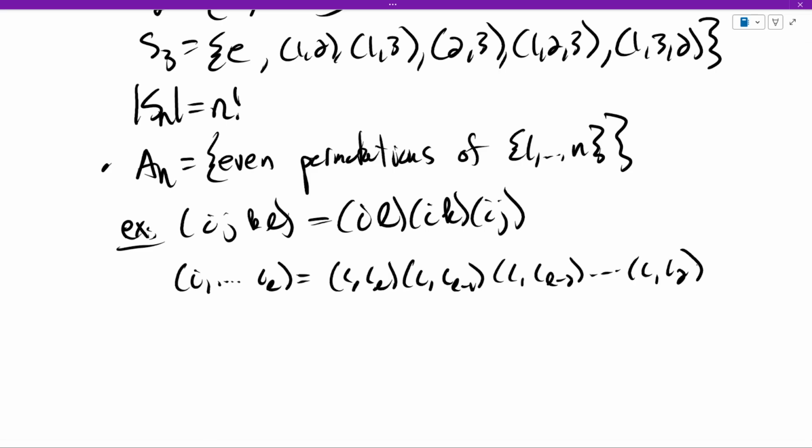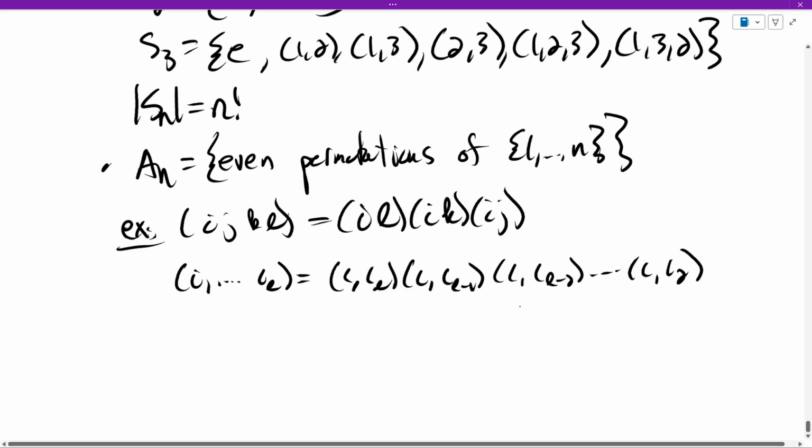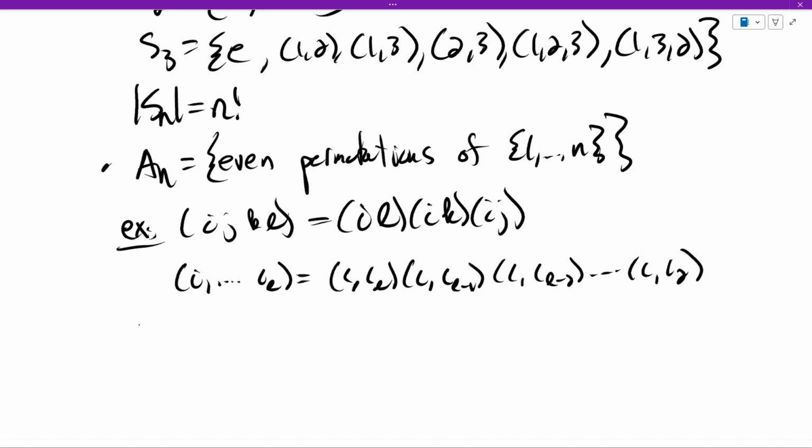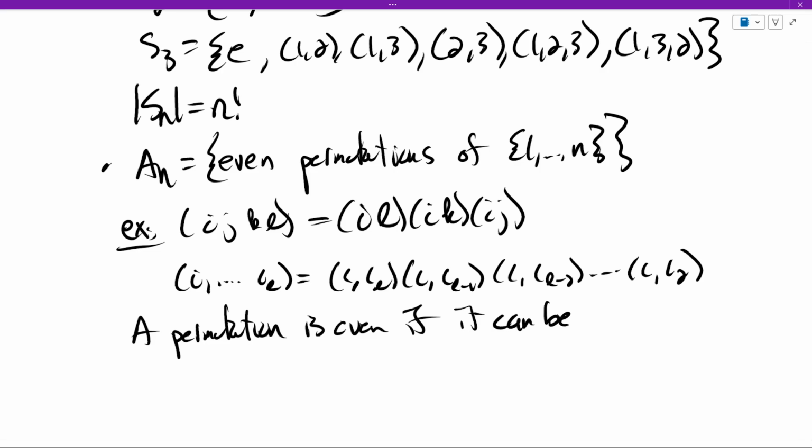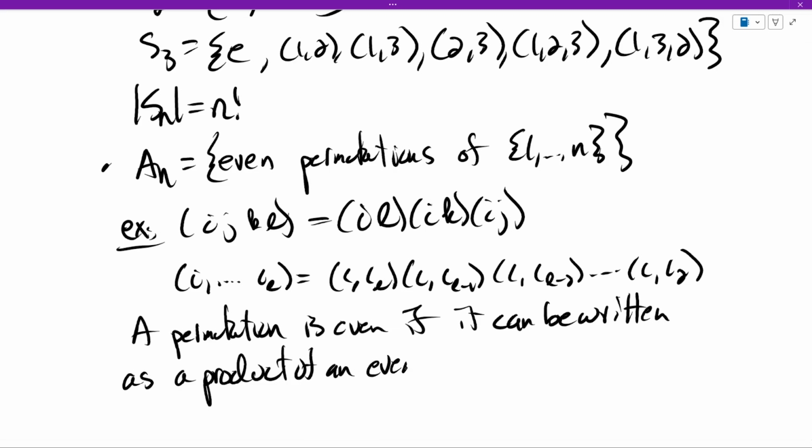Okay. And so any cycle you can write as a product of transpositions, and a permutation is even if it can be written as an even number of transpositions. And again, you've all seen this before, but just a quick reminder, an even number of transpositions.